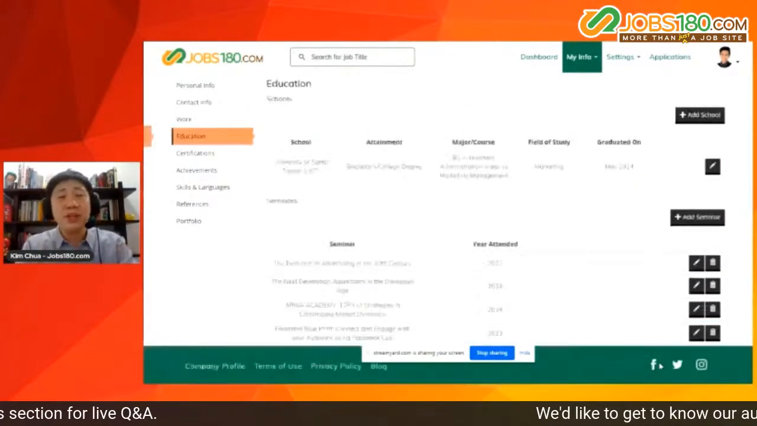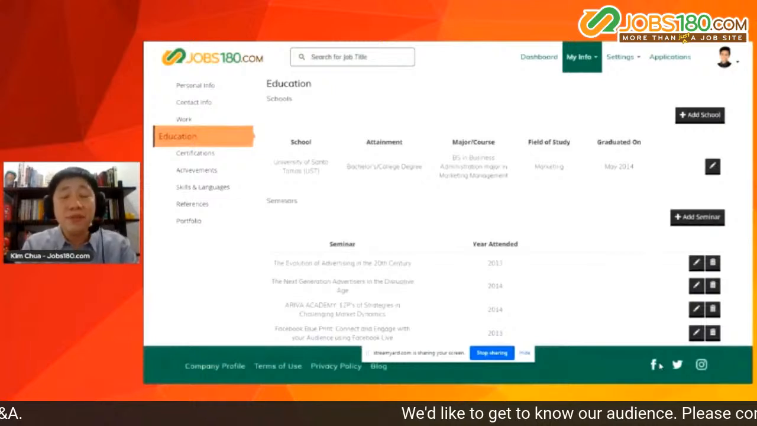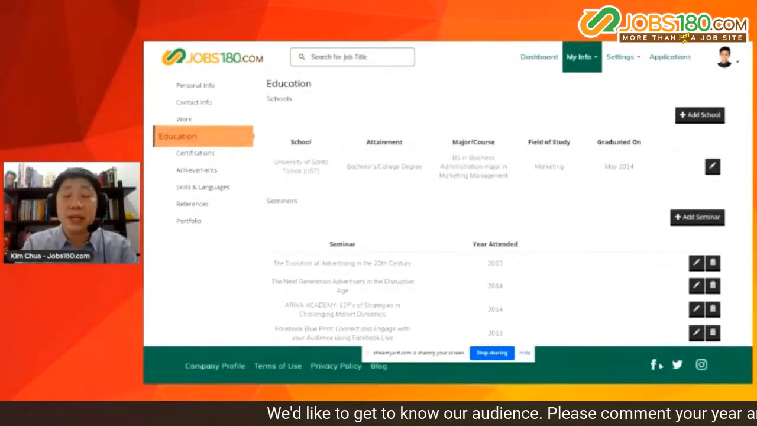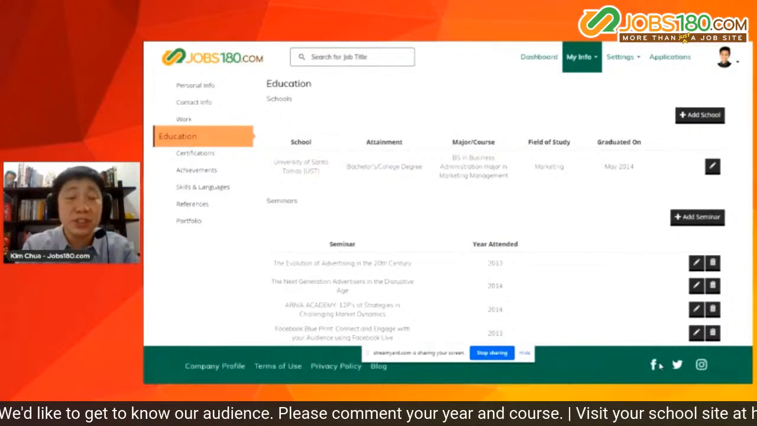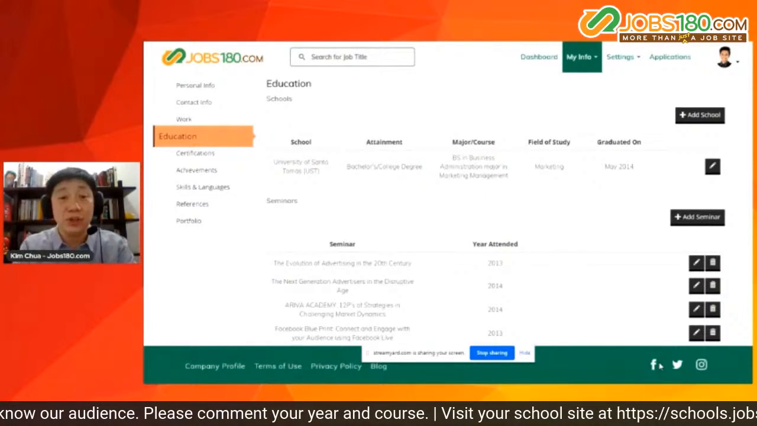Okay? What else do you put here? You put here your school under education. Even later on, after you graduate, you can also put here your schools. If you take further studies, you can also put them here. So there is no limit to the space.